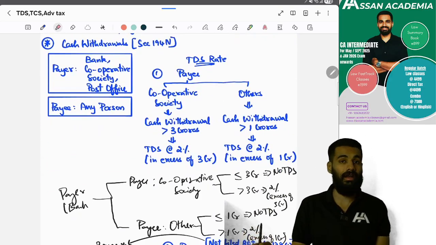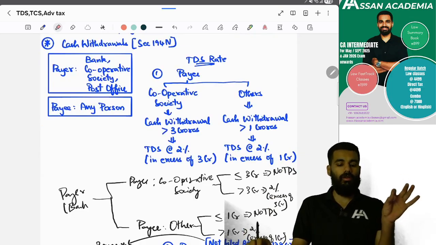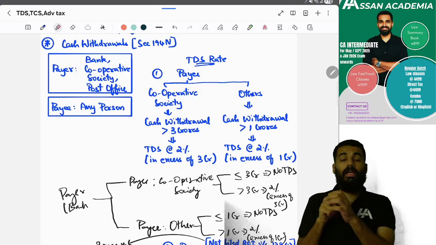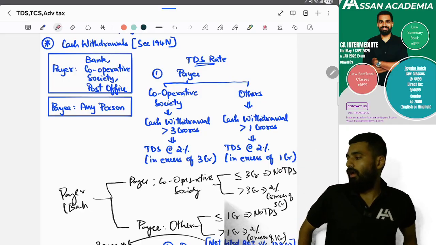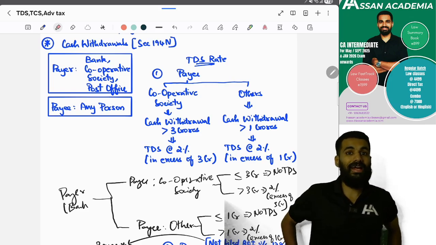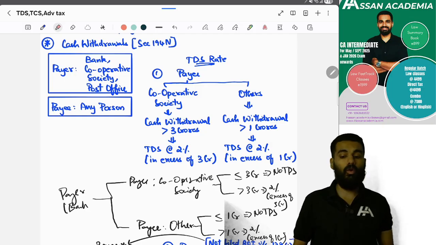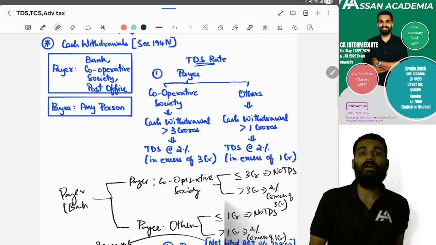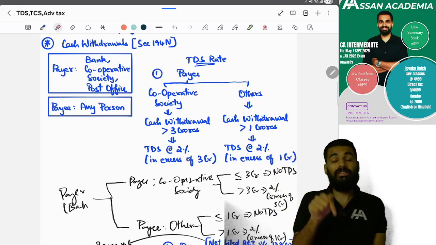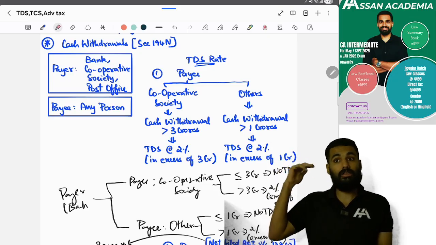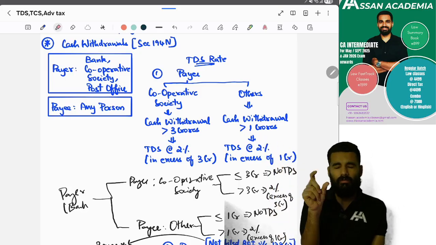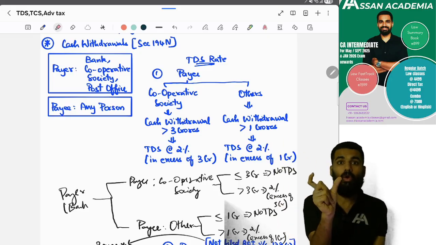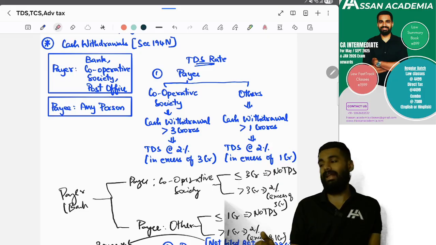Section 194N, cash withdrawal. If the person is withdrawing from a bank, cooperative society or post office, and withdraws more than 1 crore rupees in a financial year, TDS of 2% applies in excess of 1 crore. In excess of the threshold limit, TDS will get attracted. So in excess of 1 crore, TDS will get attracted.